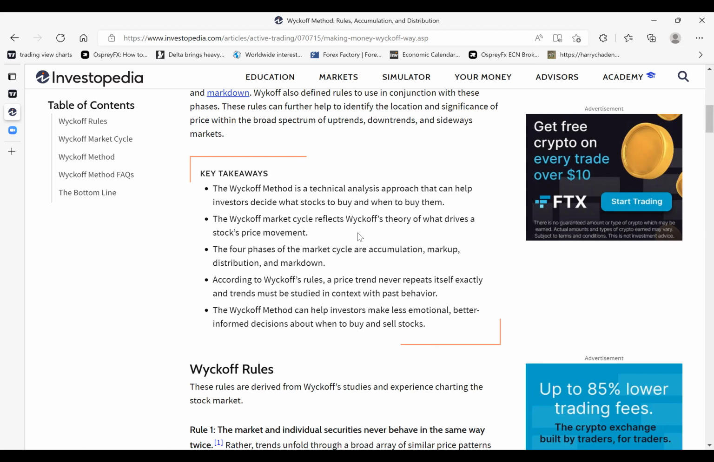So according to his rules, a price trend doesn't ever repeat itself exactly, right? They have to be studied, but it's not going to be an exact repeat, right? And all that means is maybe it won't stop at the same spot. Maybe it'll stop a few pips, or a few dollars at the same spot, right? It's going to go up and down, but the trend itself, like lightning never strikes twice in the same spot. That's kind of the way he looked at it, right?